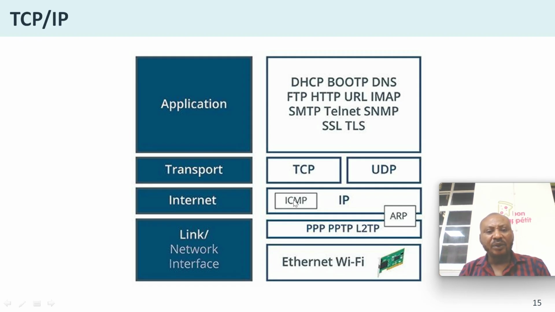Well, now we have the link and network interface layer, right? In this layer two, we have some interesting protocols: ARP, Address Resolution Protocol. We also have some interesting protocols for the network layer, called Point-to-Point Tunneling Protocol and Layer 2 Tunneling Protocol. All these protocols are encrypted protocols that help, for instance, when you're doing a VPN connection, right?